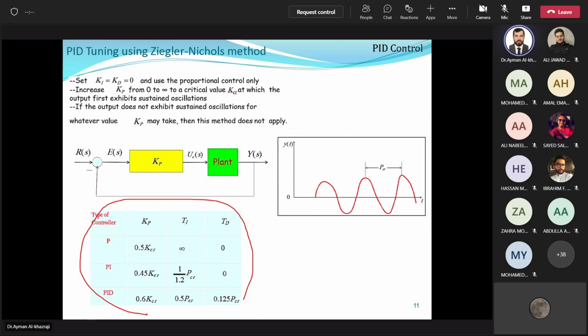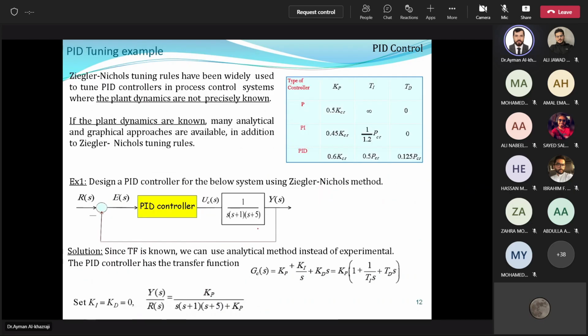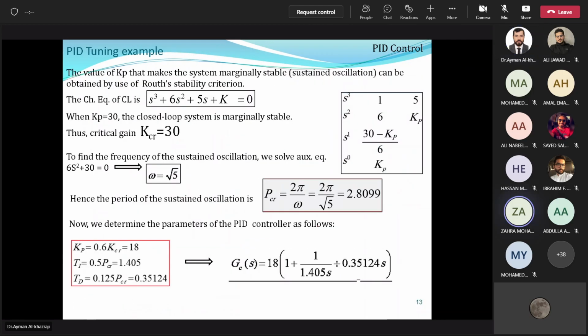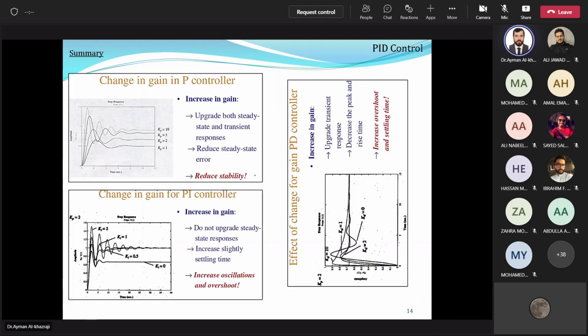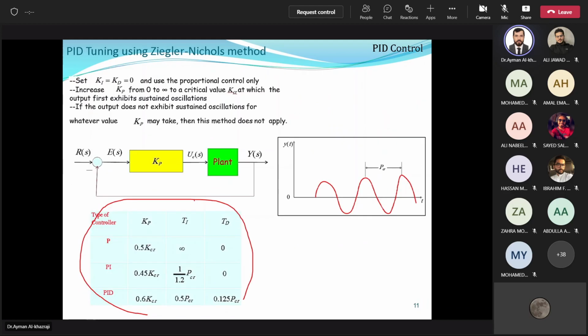Sorry, not this one. We have two approaches, theoretical and practical. Zahra, Doctor. We have two approaches, theoretical and the practical. I will bring the practical. I will give you what has been found for this system. Where is this? This one.